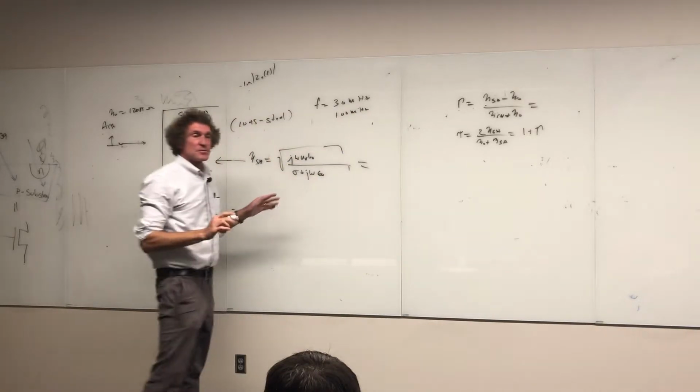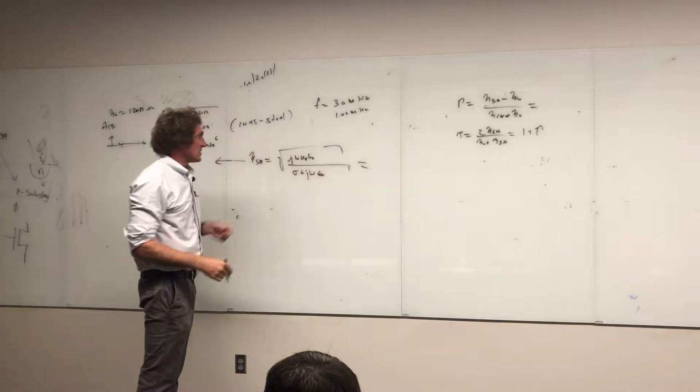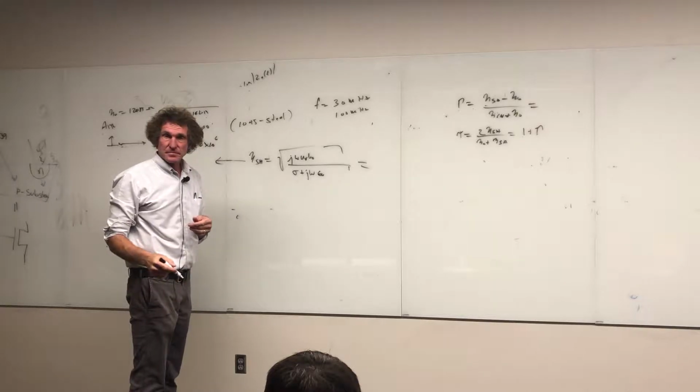Let's start with 30 megahertz for just kicks, all right? At 30 megahertz, eta shield's going to have a certain value. You can tell me what it is? I can't do that in my head. Anyone?